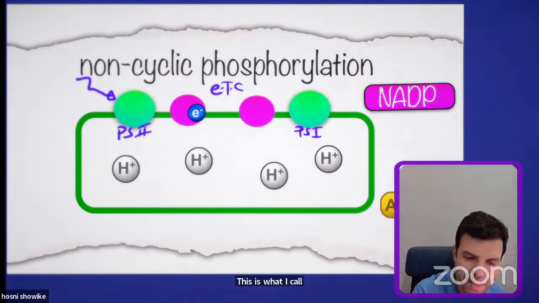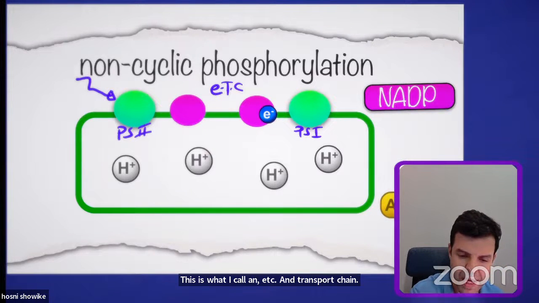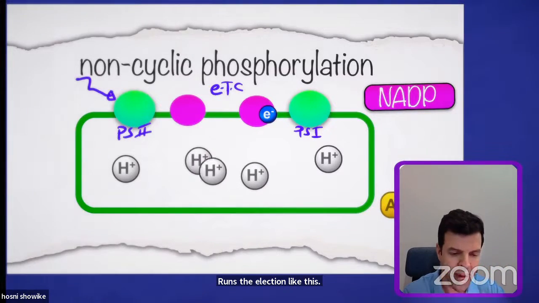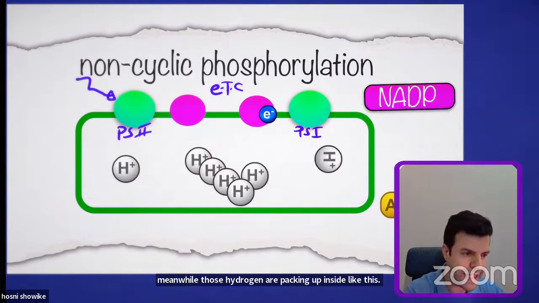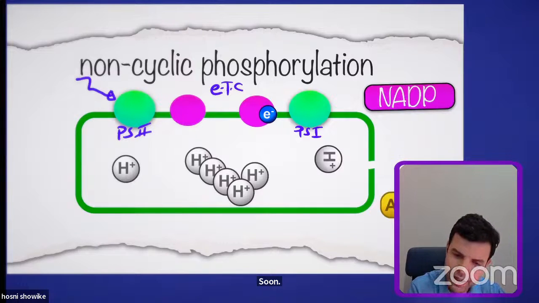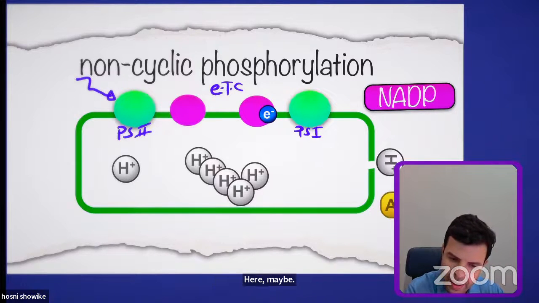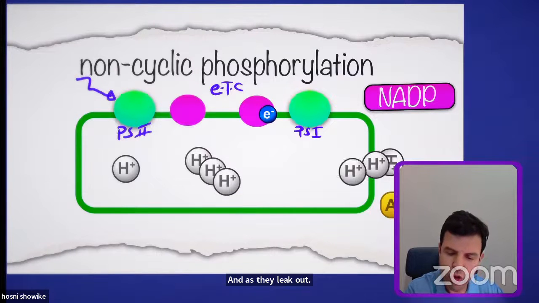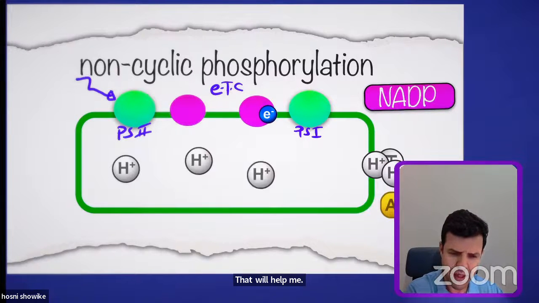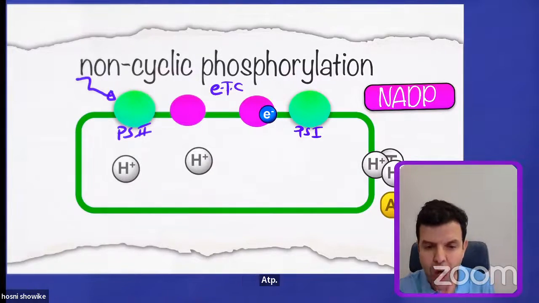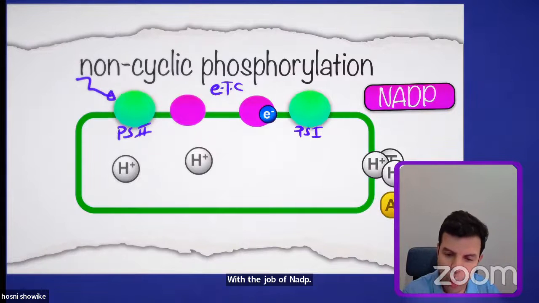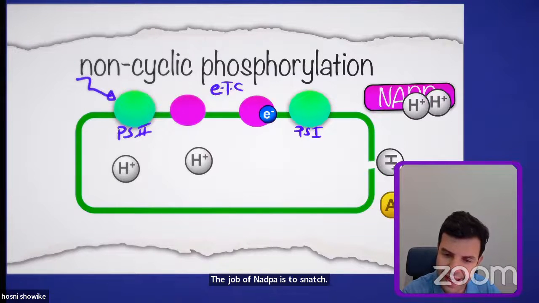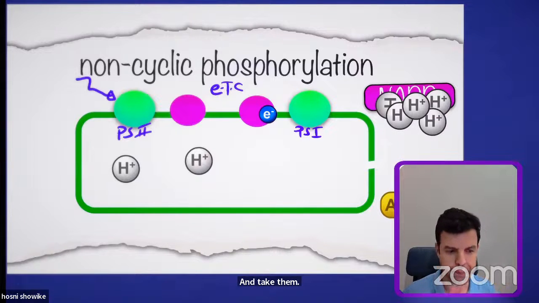This runs the electron like this. And meanwhile, those hydrogen ions are packing up inside like this. Soon, the hydrogen ions will leak out from here maybe. And as they leak out, that will help me to generate ATP. Okay? What's the job of NADP? The job of NADP is to snatch all these hydrogen ions and take them to the stroma. Okay?